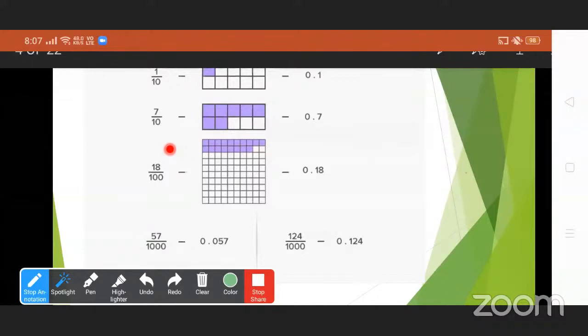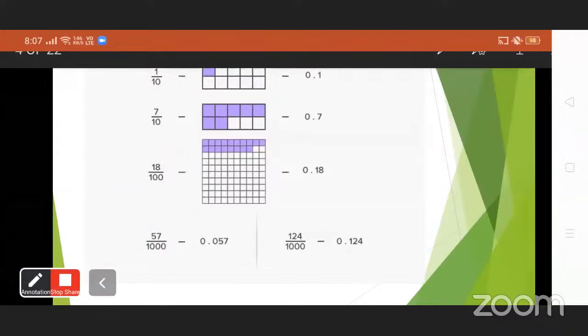Now the next one, 18/100. So now see, how many whole parts are there? The colored parts are 18 and total parts are 100. 18 out of 100, yes. And the decimal form of that fraction is 0.18. Now we'll read the last fraction.